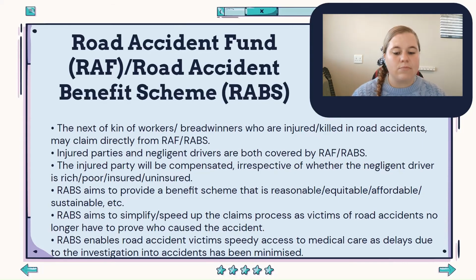This fund aims to simplify or speed up the claims processes, as victims of road accidents no longer have to prove who caused the accidents. The fund enables road accident victims speedy access to medical care, as delays due to investigation into accidents have been minimized.